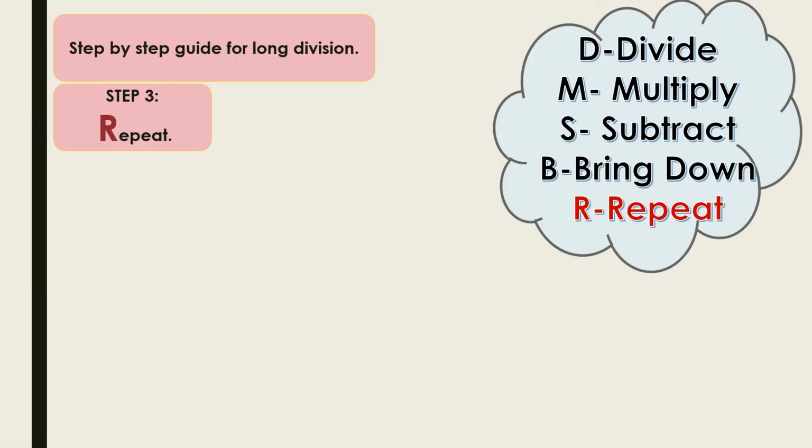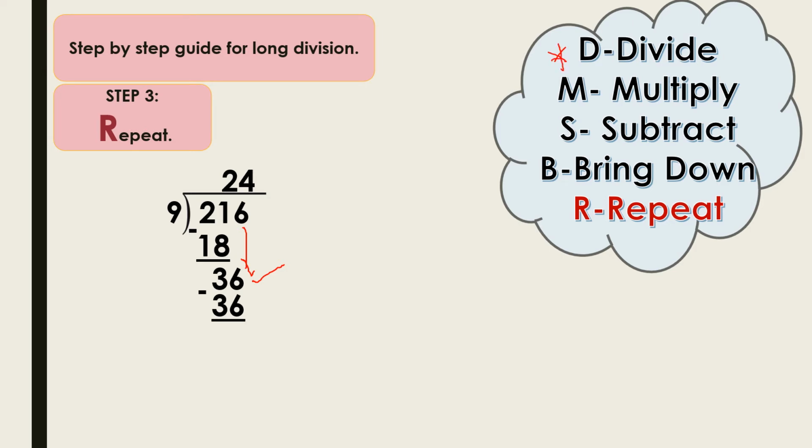And then next step is repeat. After you bring down this number 6 to make it 36, you again repeat from the very start. You need to repeat divide, multiply, subtract. So again 36 divided by 9 is 4, because 4 times 9 is equals 36. After you multiply, subtract. 36 minus 36 is 0.